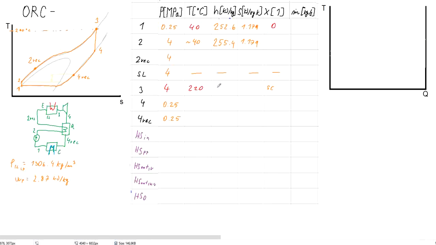So the enthalpy before the expander is 597.8, and after the expander 528.99, so 529.0. The temperature after the expansion would be 133.2 degrees C.